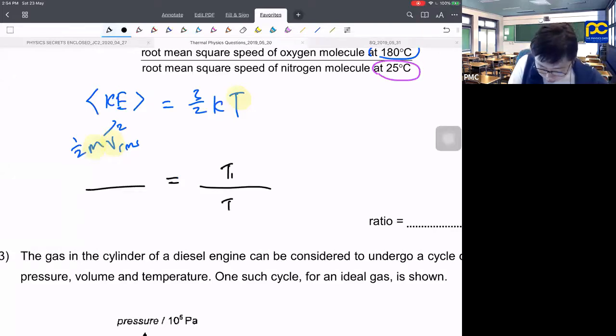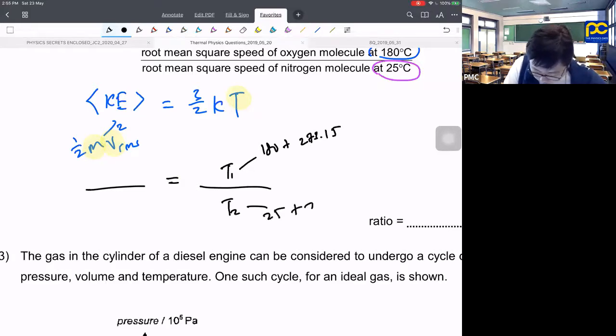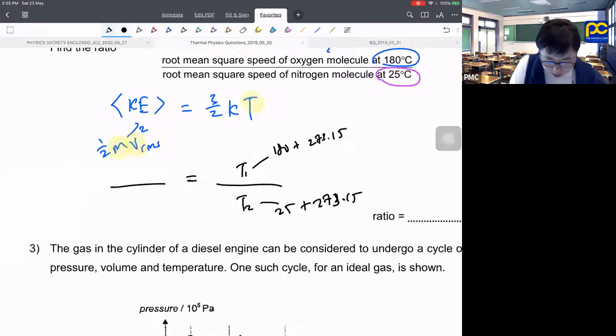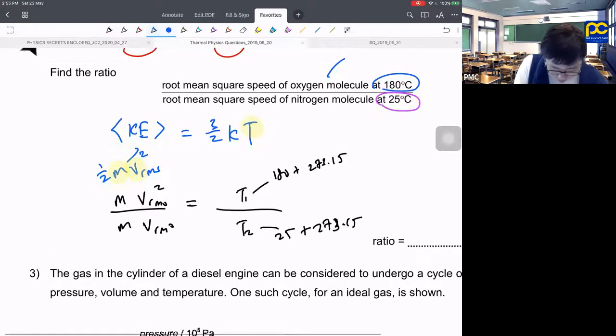Temperature T1 over T2. The temperature here is 180 plus 273.15. Here will be 35. According to the question, you choose the Kelvin. Yeah, I forget. I should let you do it on your own. Then you will see whether you will remember to choose the Kelvin or not. Okay. And this one will be what? The mass of the oxygen and the speed is squared, right? So I just put that over here. Should we just throw in the number? You want the oxygen to be on top, and that will be 32 u.